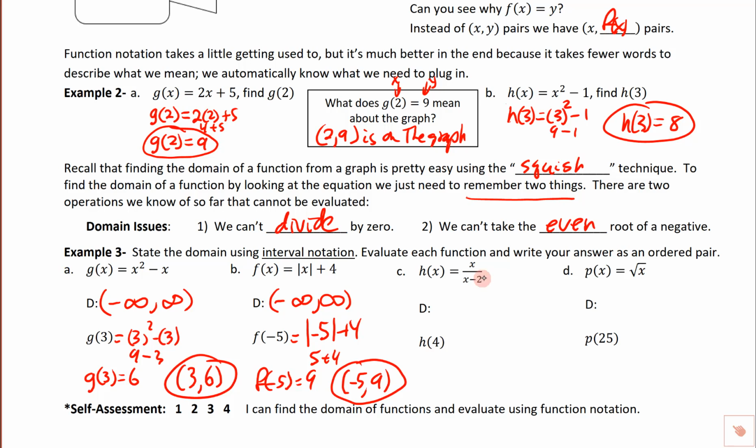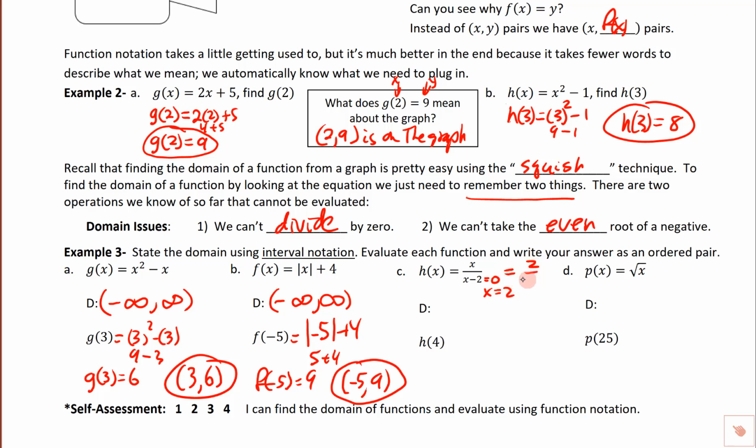Now let's take a look at this one right here. This one has a fraction bar, so this is h of x equals x over x minus 2. We've got x minus 2 in the denominator. What we have to make sure of is that denominator cannot be 0. We can't divide by 0. So we look at that denominator and we say, okay, what would make that equal to 0? Let's just solve that. That would be x equals 2.